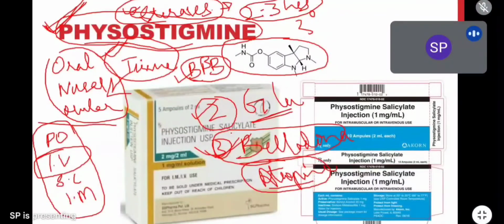Belladonna poisoning means atropine poisoning. Clear? That's it about physostigmine. Understood everybody? And its duration of action is 2 to 3 hours.